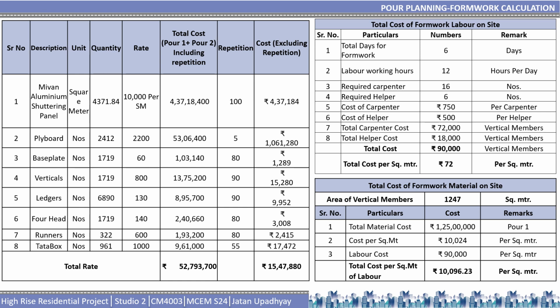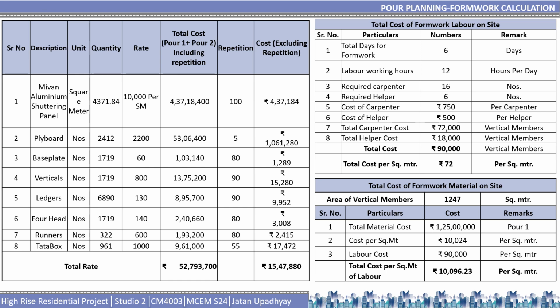The cost excluding repetition is around 15 lakhs. Also, we derive the cost of the formwork labor on the site. For the calculation of this, we consider various parameters like total days for formwork, labor working hours, required carpenters, cost of carpenters, total carpenter cost, and total helper cost.